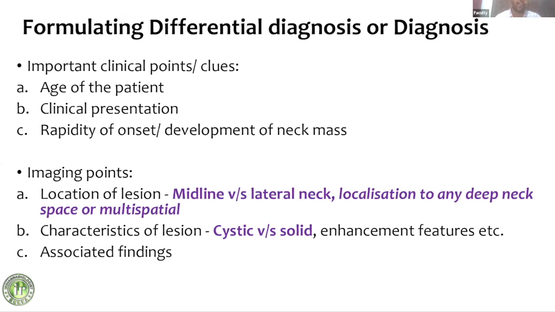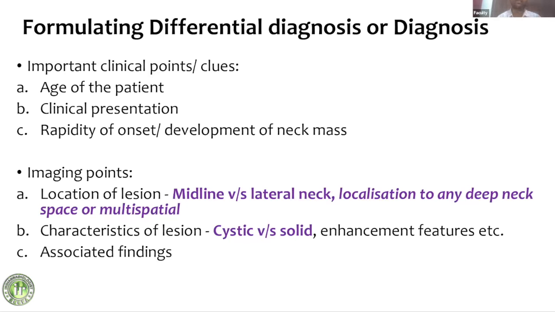And as far as imaging is concerned, you have to look for the location of the lesion. First point, you have to localize the lesion, whether it is in the midline neck or in the lateral part of the neck. And if we can localize the lesion to any of the deep neck spaces, or if it is involving multiple neck spaces, then our differential diagnosis is based upon this approach.